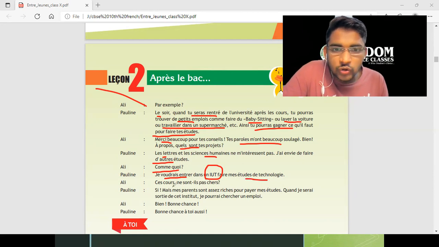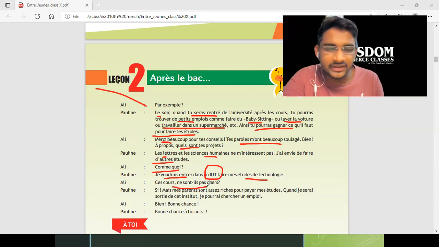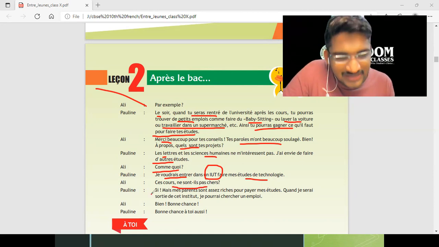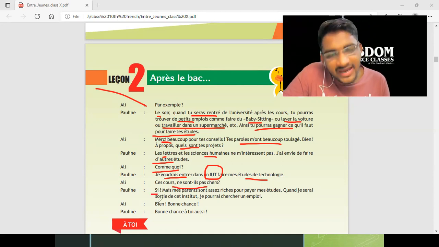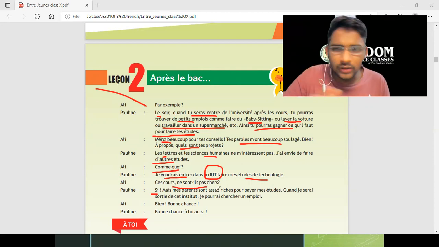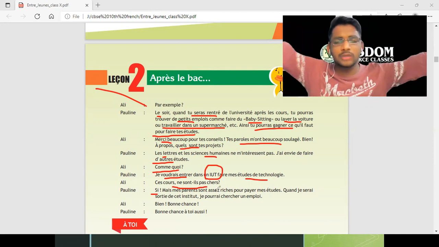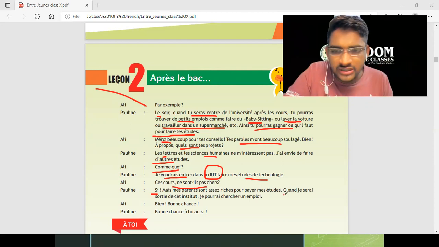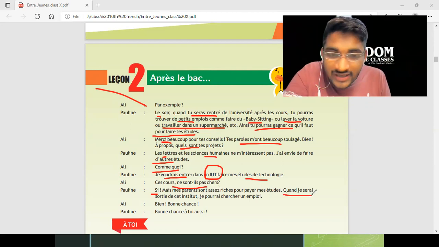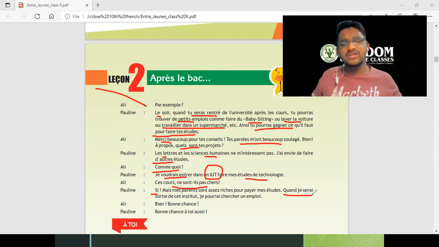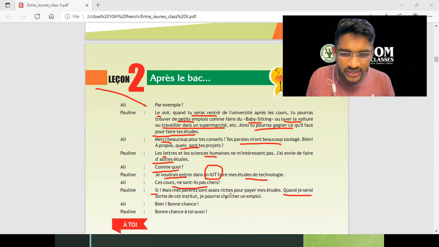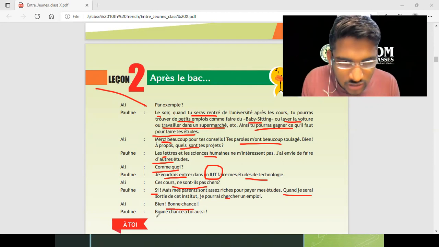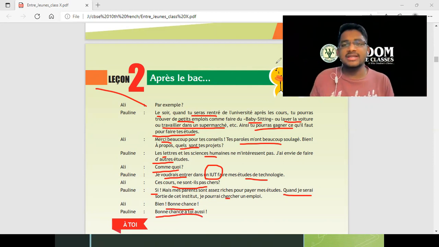So Ali says, these schools, are they not expensive? Okay, so Ali is a very money-minded person. So Pauline says, yes, but my parents are rich enough. So Pauline has no tension in life, her parents are very rich. I don't have any worries to pay for my studies. On the contrary, when I exit from this institute, I will search for a job and I will get a job. Bon chance, fine, all the best. So they both say all the best to each other and then they leave.